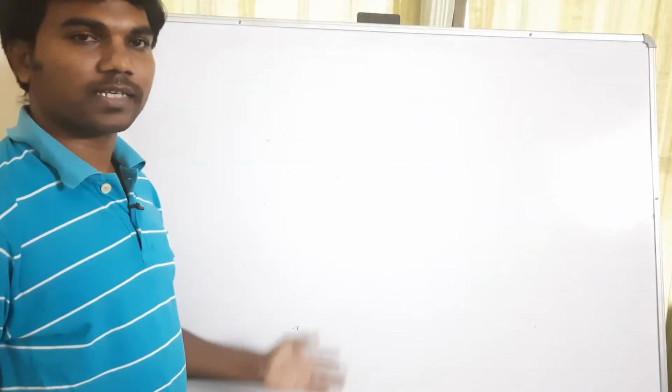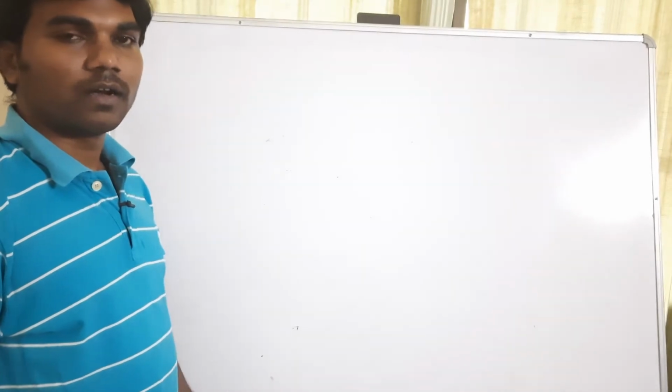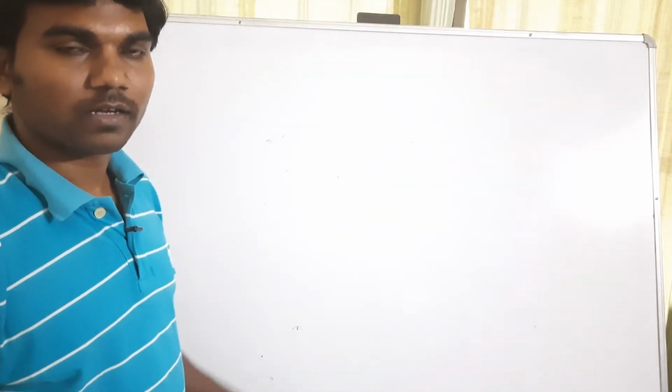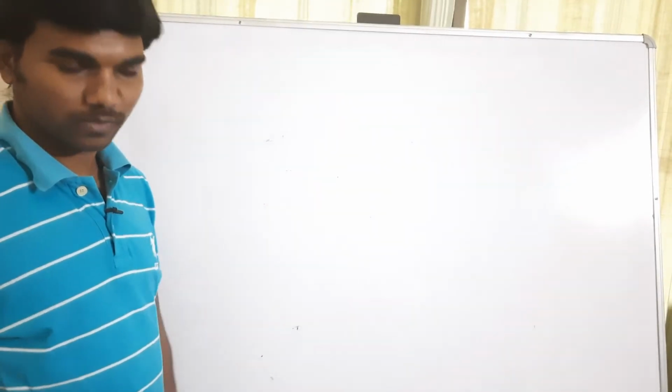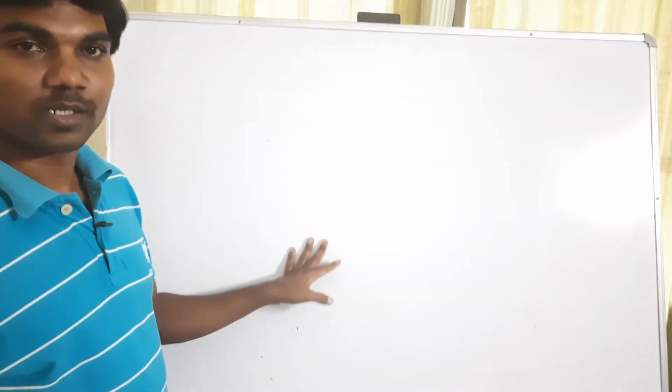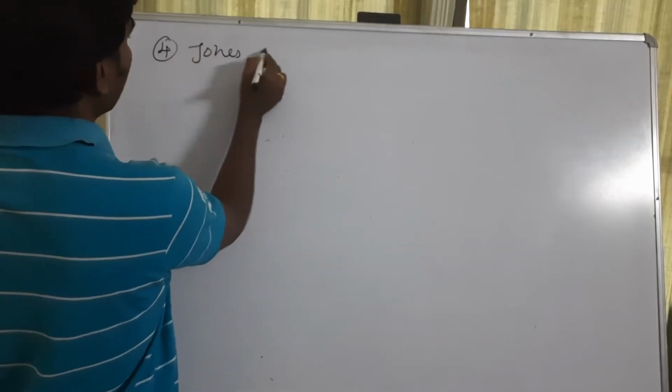With the chromium trioxide and glacial acetic acid method, we cannot take tertiary alcohol. Tertiary alcohols will not undergo oxidation in this method also. Fourth method, Jones oxidation.